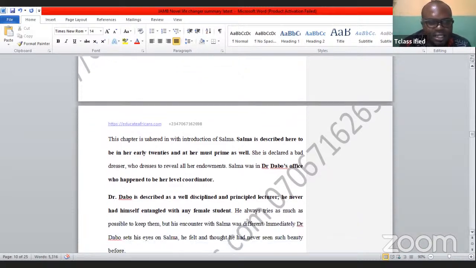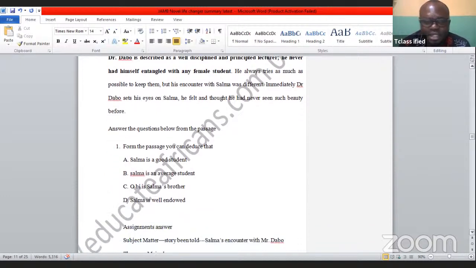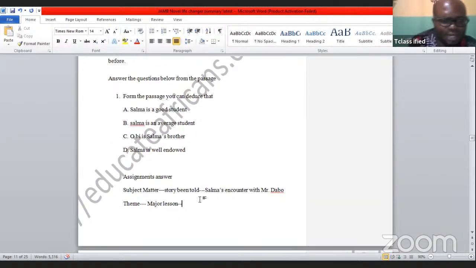So we can see that this passage told us much about Mr. Dabo, that he is a very well-disciplined man. So this is telling us about the importance of discipline. Very, very important. So it's telling us about discipline as is seen in Mr. Dabo's character. Okay. So let's go forward.